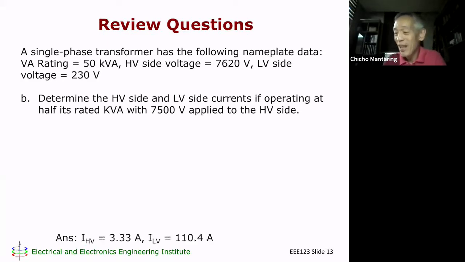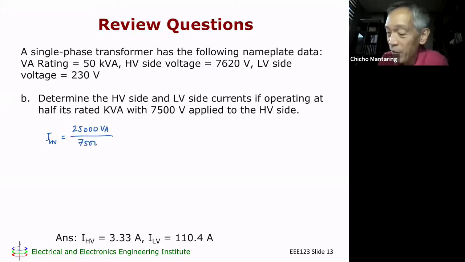Okay. So the answer is the high voltage side would be 3.33 amperes. The low voltage side would be 110.4 amperes. So again, how did you solve this? No? So it's operating at half kVA, half its rated kVA. So that means that the high voltage side current will be, what is one half of its rated kVA? That's 25,000 volt amperes divided by 7,500 volts. And this is going to give you 110.4 amperes.